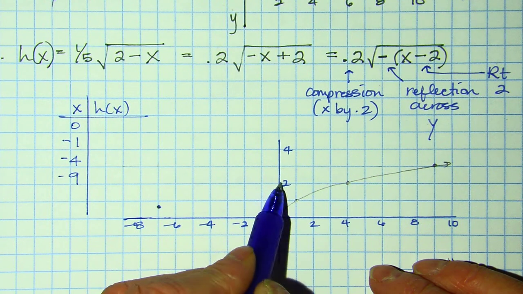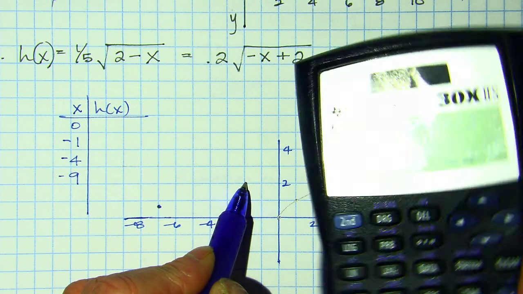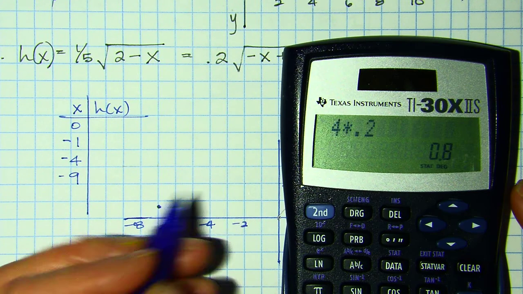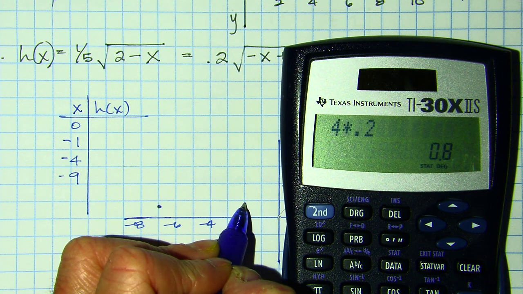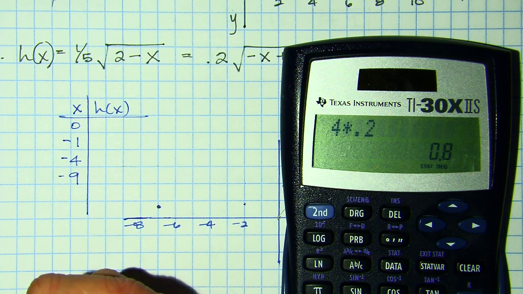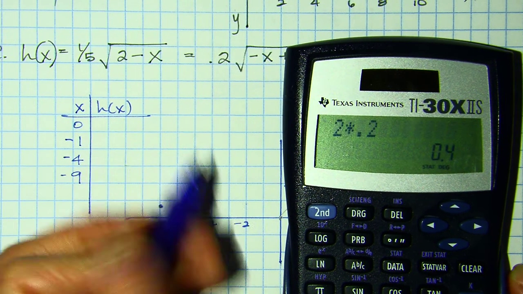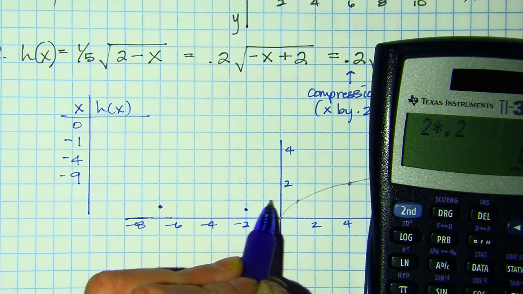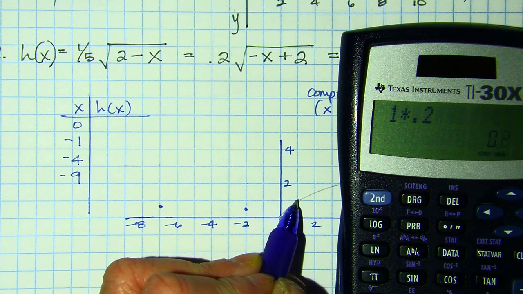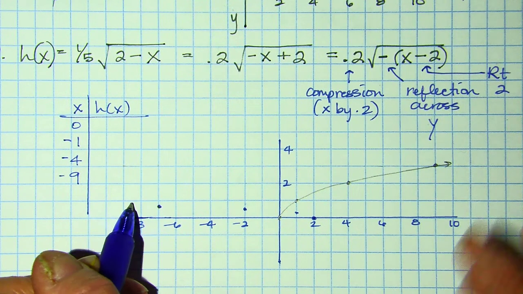If I reflect it, it's 4 away, go 4 to the left, then to the right, 2, and then I have to cut that by 0.2. So 4 times 0.2, this point is now at 0.8. That doesn't make any sense. Oh, because I multiplied it. It should be 0.4. And then this point here, I'm going to reflect it, move it to the right 2, but it's at 1, and 1 times 0.2 is 0.2. And this point here is just to the right 2.